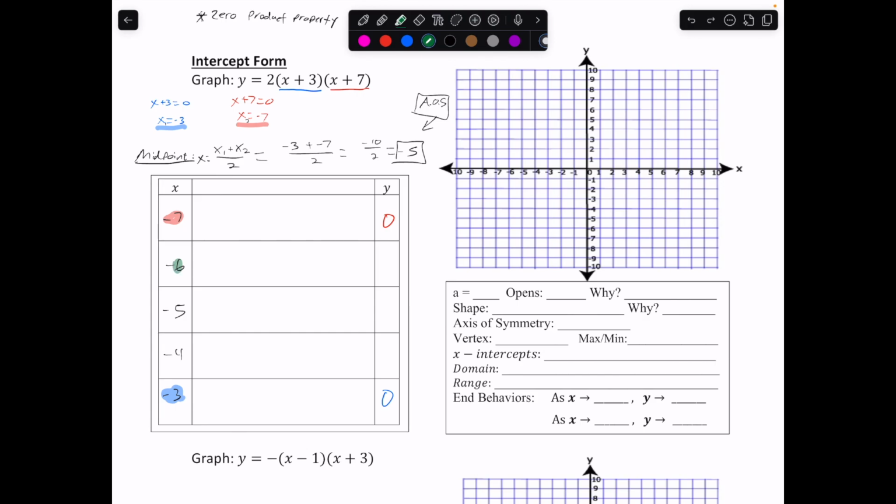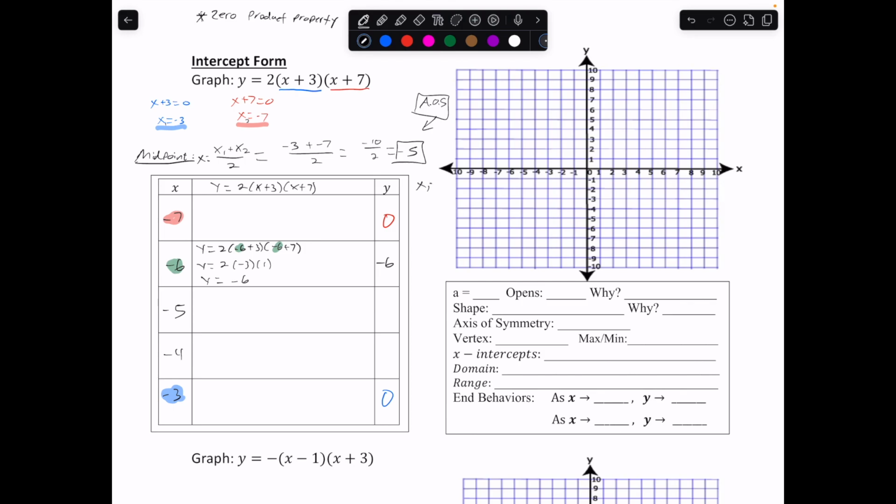So let's go ahead and start checking these. Let's find those y values. We're going to plug -6 into our equation, y equals 2 times x plus 3 times x plus 7. So y is equal to 2 times -6 plus 3 times -6 plus 7. Y is equal to 2 times -3 times 1. So y is equal to -6.